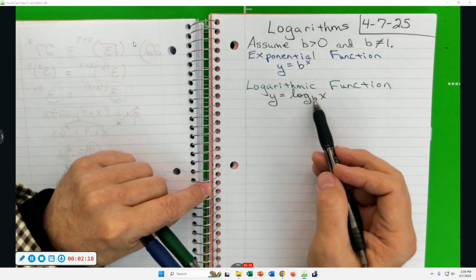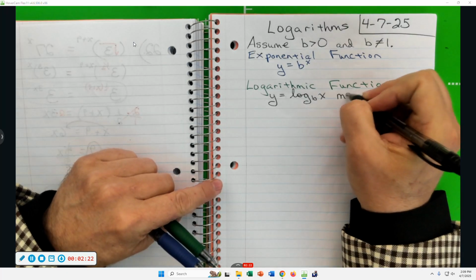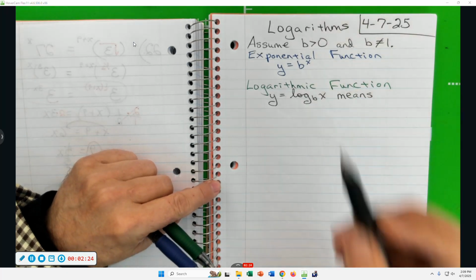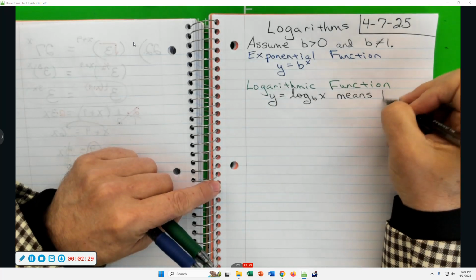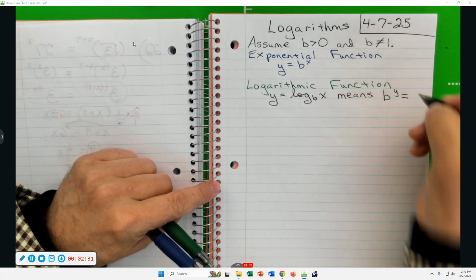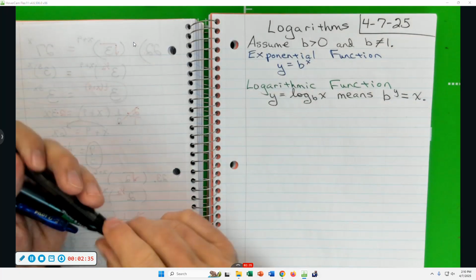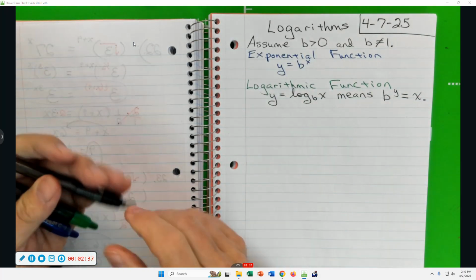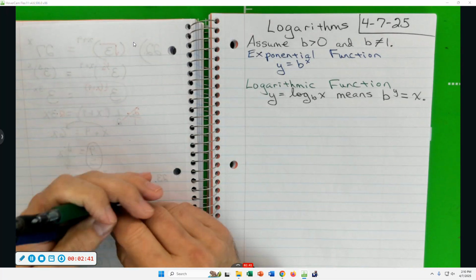Y equals log to the base b of x means b to the power y is equal to x. A logarithm is just a fancy way of expressing an exponent. It's just a fancy way of expressing an exponent.